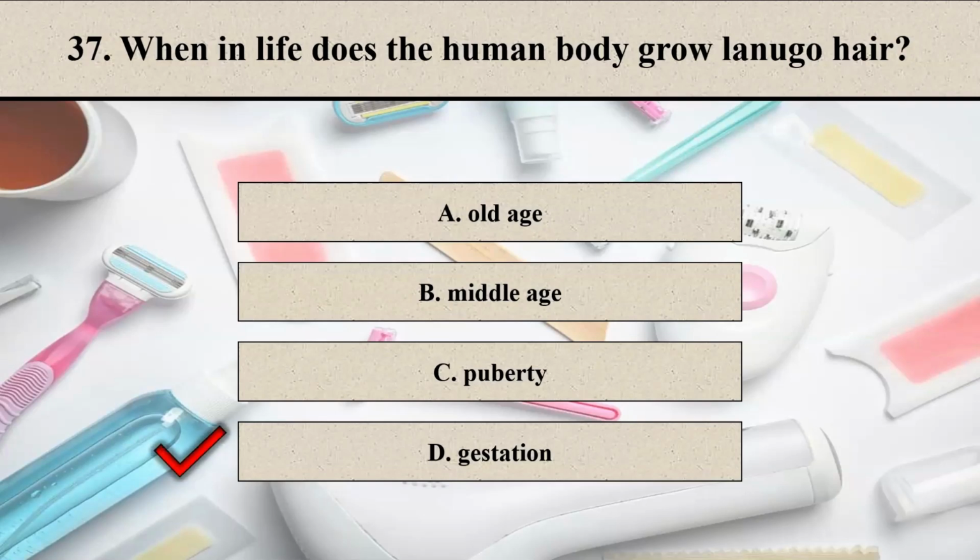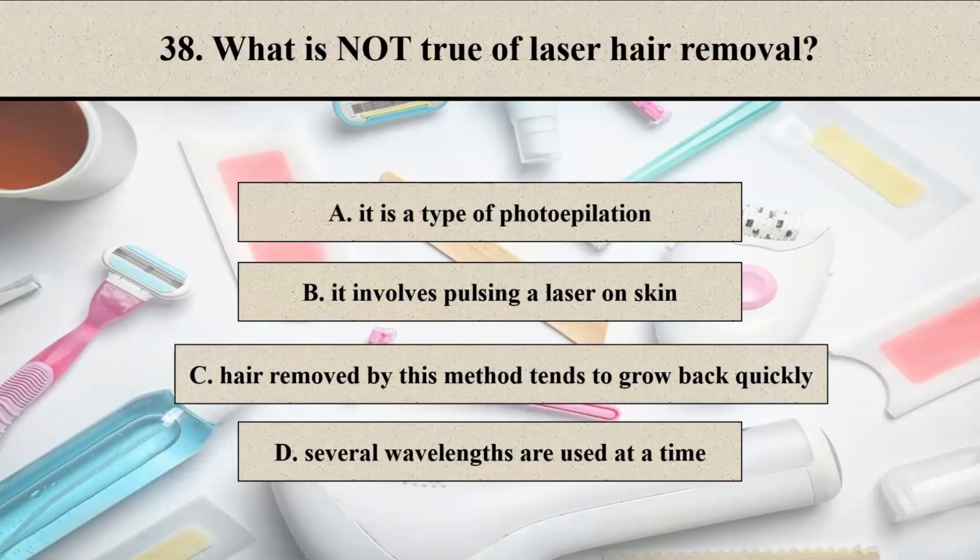If you chose D, gestation, you are correct. What is not true of laser hair removal? Is it a type of photoepilation. It involves pulsing a laser on skin. Hair removed by this method tends to grow back quickly. Several wavelengths are used at a time.